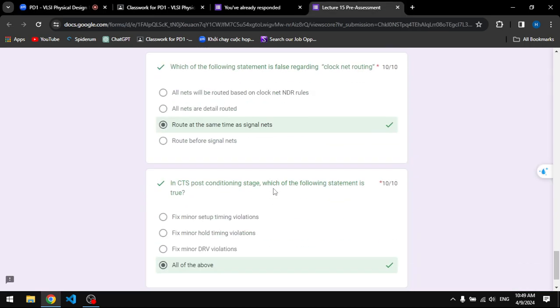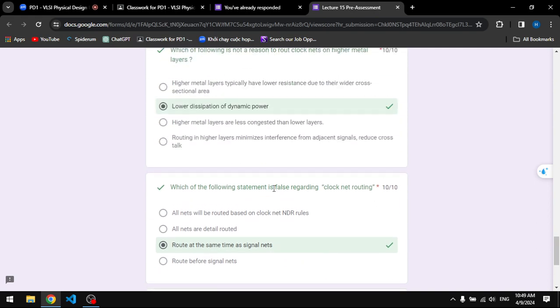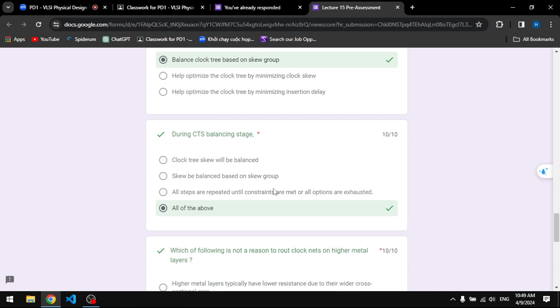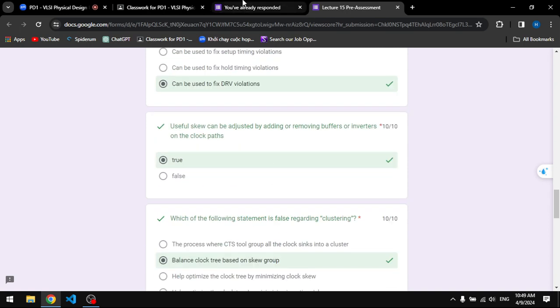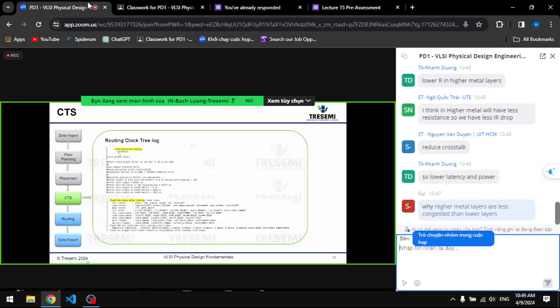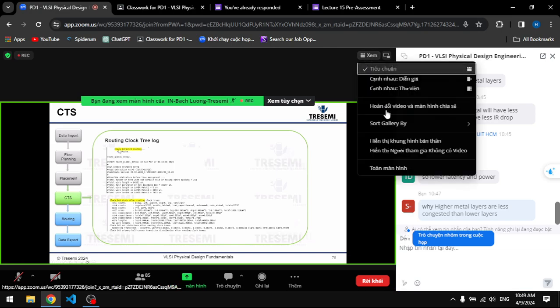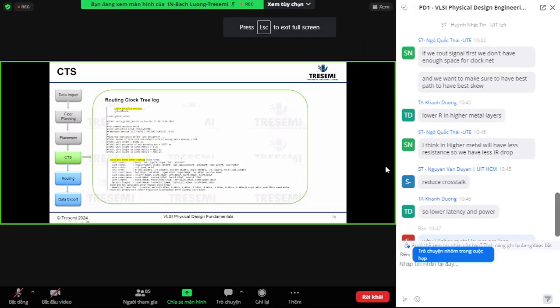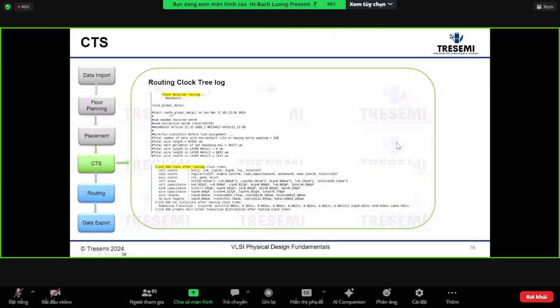All right, then we'll go to, okay, so this is the routing clock tree log. So you can see clock detail routing. That's the keyword. So once you do your lab, open it up. Once you run it, in the log file, search for clock detail routing. You see what's happening in this stage.